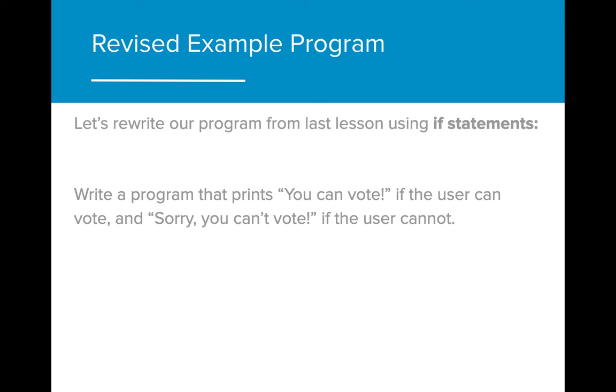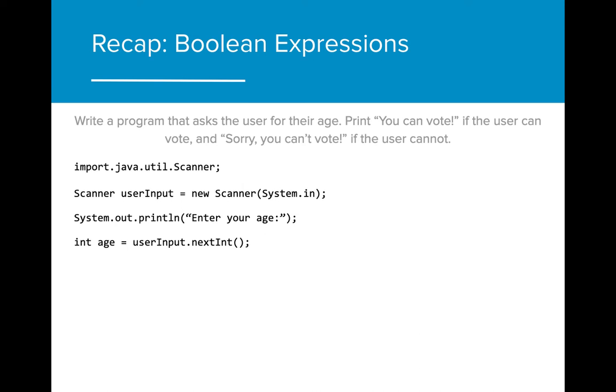Now that we've learned this new way of developing programs, let's use that to revise the exercise that we completed in the last lesson. Let's take the beginning portion of the code that we already wrote, as all of this code is still necessary to get the program to operate correctly. Rather than create a Boolean expression that's stored in a variable, we can simply write an if statement that contains the Boolean expression we want to test.